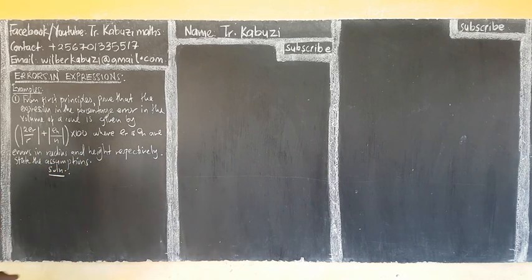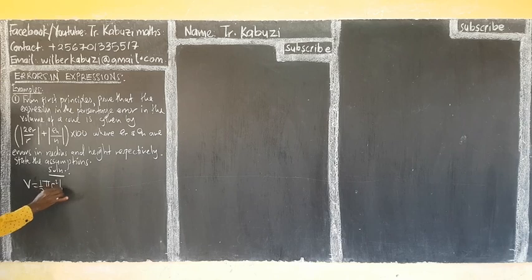So the formula for getting the volume of the cone is given by a third, or some people say pi over 3, pi r squared h. So this is the formula for getting the volume of a cone.